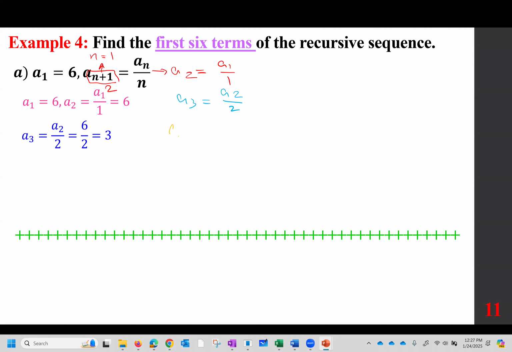What about a sub 4? Anybody? What would be the formula for that? The one before that is a sub 3 divided by its subscript. And so I highly recommend you try to find the rest of it.